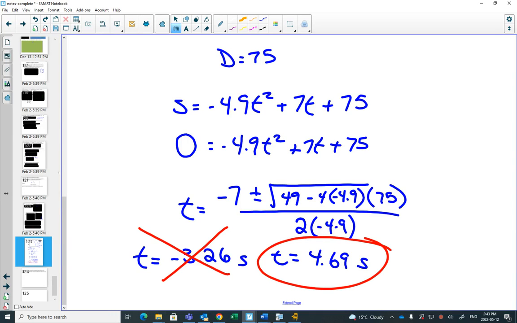So our only answer that makes sense is 4.69 seconds. And now your kinematics formulas are explained.